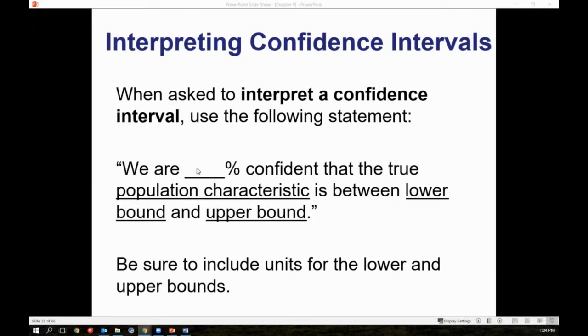So make sure we include units for the upper and lower bounds. Like if I'm trying to estimate how large a crowd of people would be, and it's between 99 people and 103 people, whatever the case may be. Make sure to include your units.